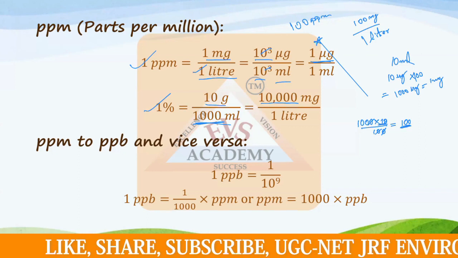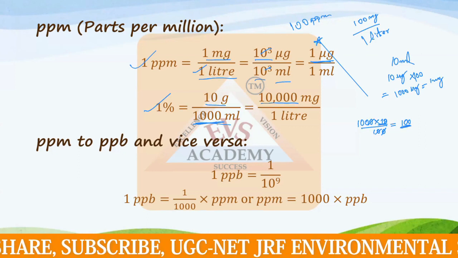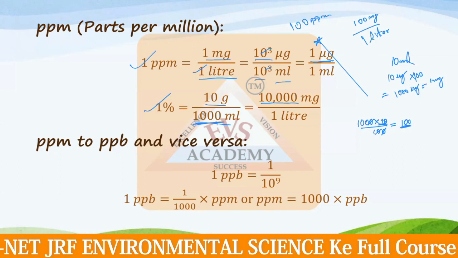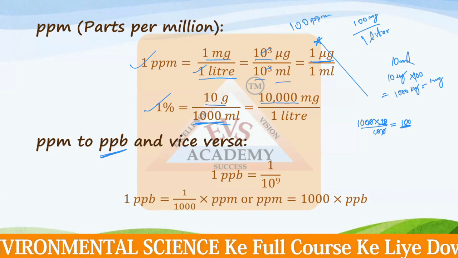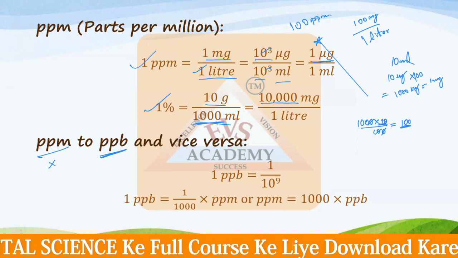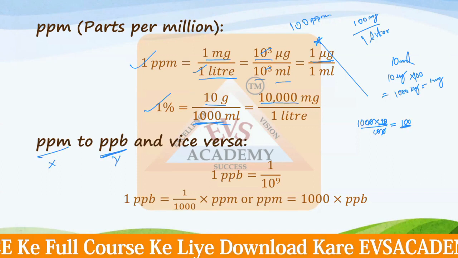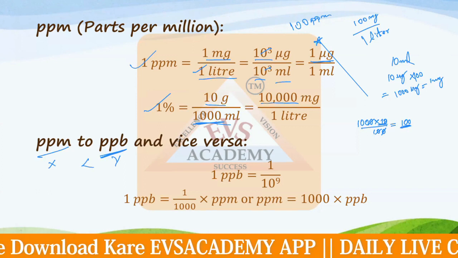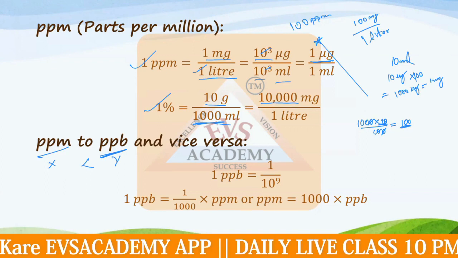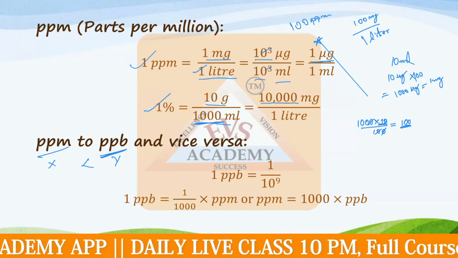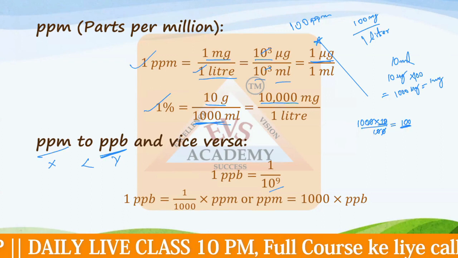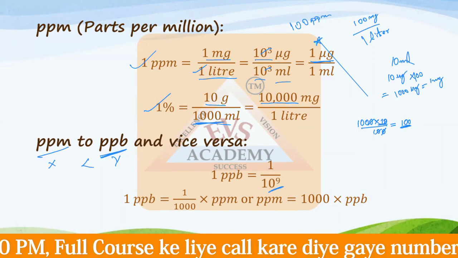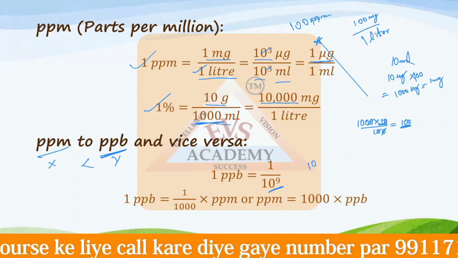Now, how to convert ppm to ppb and vice versa? Again, use the same concept of a larger unit or a smaller unit. The ppb would be the larger value here. Suppose ppm is x and ppb is y. This y value would always be larger, because in 1 billion you will have more particles, and in 1 million you will have fewer. We know billion is 10 to the power 9, so 1 divided by 10 to the power 9 is your ppb. So there is a difference of 10 to the power 3.